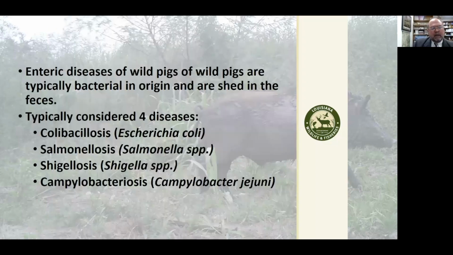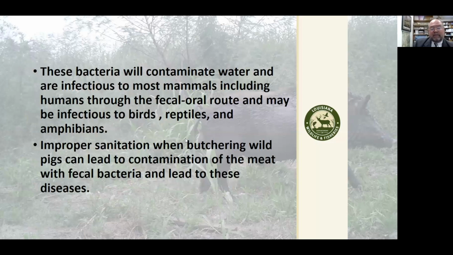Enteric diseases. So pigs walk around the woods and eat everything and root up things, and they poop everywhere they go. And when they do that, they shed some bacteria and other organisms, but bacteria into the ground and into the waterways. So there are 4 diseases we see associated with them more commonly than others. So E. coli or Colibacillosis, Salmonellosis, which is Salmonella, Shigellosis, which is Shigella bacteria, and Campylobacterosis, which is a Campylobacter jejuni organism. All of these contaminate water.